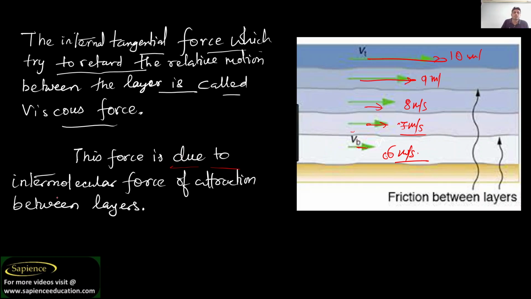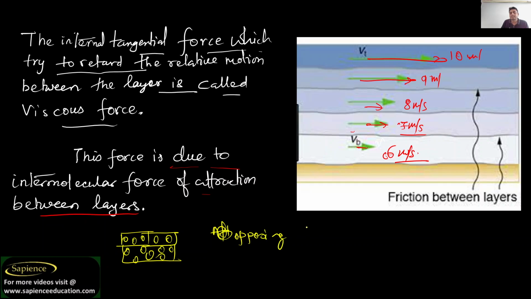This force is due to the intermolecular force of attraction between the layers. So where is this type of force coming from? It is coming from the intermolecular force of attraction. You know that liquid also has intermolecular forces of attraction, and due to that interaction there is an opposing force. I hope you have understood this now.